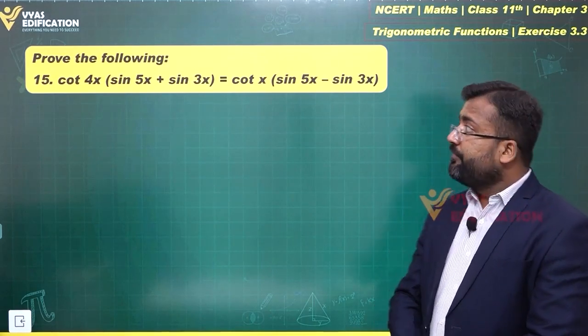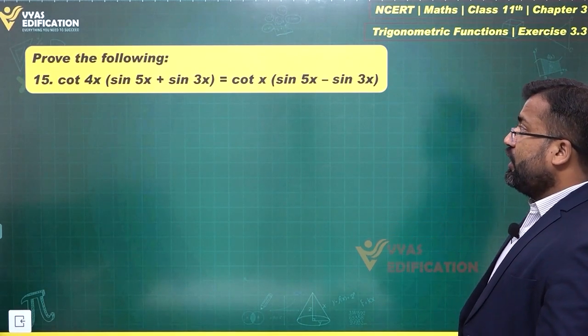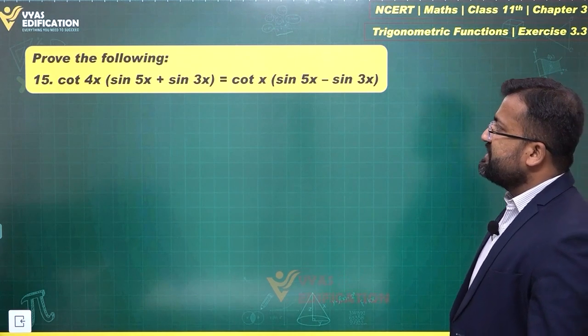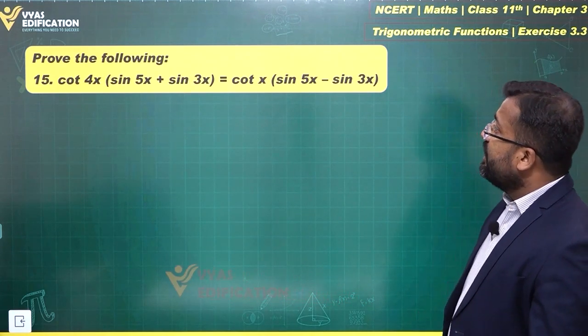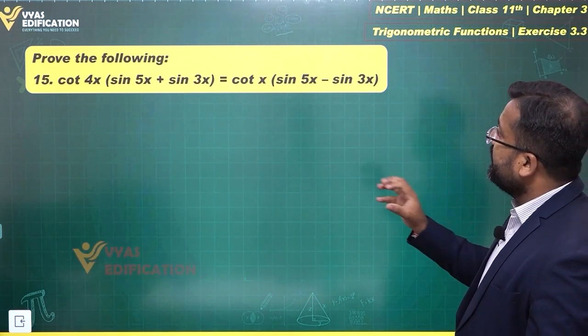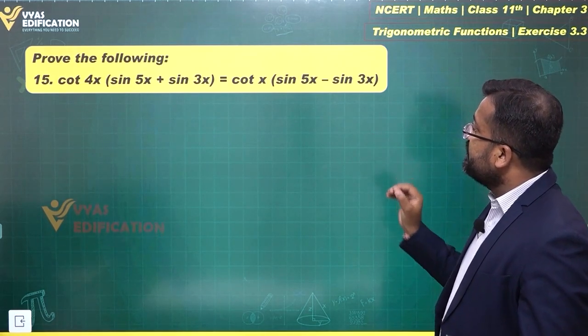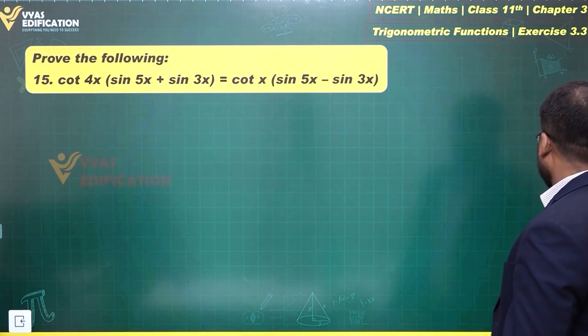Let us solve this question. 15th, cot 4x times (sin 5x plus sin 3x). This is what you have in the LHS. In the RHS, you have another complicated expression, cot x times (sin 5x minus sin 3x). This is what you have in the RHS.